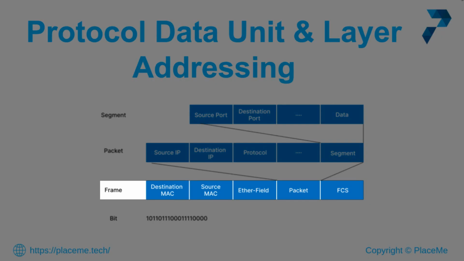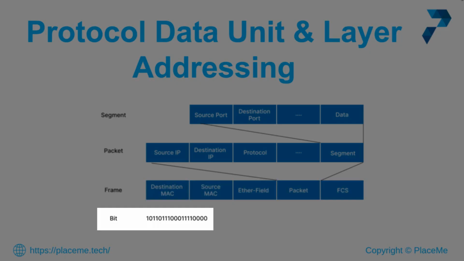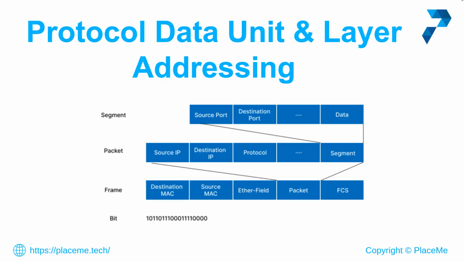Frame section. Moving down to the data link layer, the packet is wrapped into a frame. The frame includes first, source MAC and destination MAC addresses for physical device identification. Second, an ether type field for identifying the protocol. Third, frame check sequence for error detection. Finally, at the physical layer, everything is converted into bits, a series of zeros and ones ready for transmission over the network.